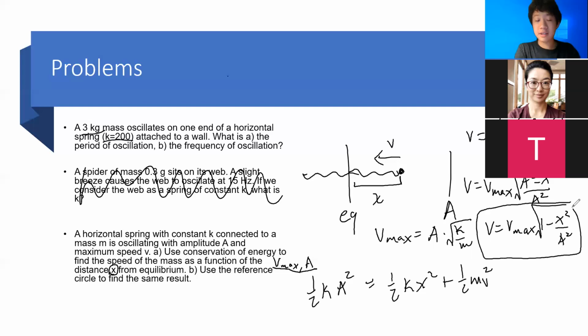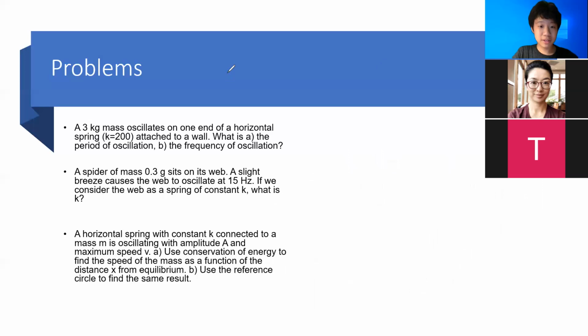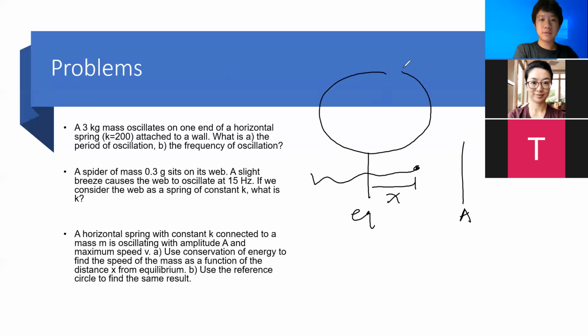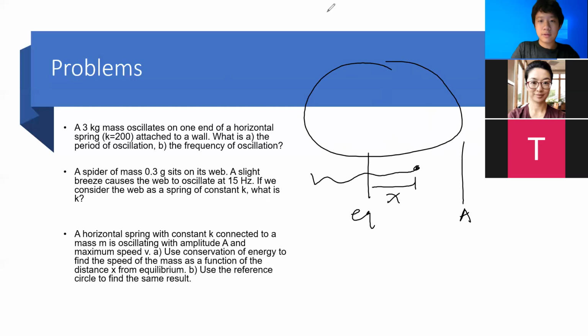And this actually is another critical formula you guys should remember. This is velocity as a function of the distance away from equilibrium and v max. All right, so this is a critical formula. And we can derive the exact same formula by using the reference circle. That's how useful the reference circle is. So let's draw the same situation. This is equilibrium, this is x, and let's say a is here. If we draw the reference circle, let me draw a better reference circle actually. As you can see here, I made the radius equal to a. The radius of the circle is equal to a.